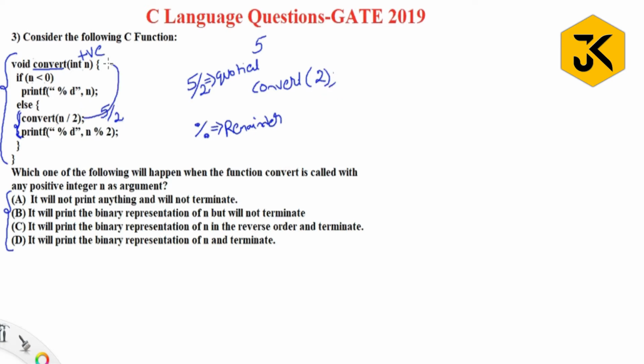So I am going to pass 2. Now once again it is going to call the same function. Convert of 2. 2 less than 0, fail, else block. Convert of 2 by 2. Then what will you get here? 2 by 2 is 1. Now 1 is passed here. 1 less than 0, fail. Now once again it is going to execute convert of 1 by 2. 1 by 2 is 1. Next, once again it is going to pass convert of 1, else condition. Like this it will continue.